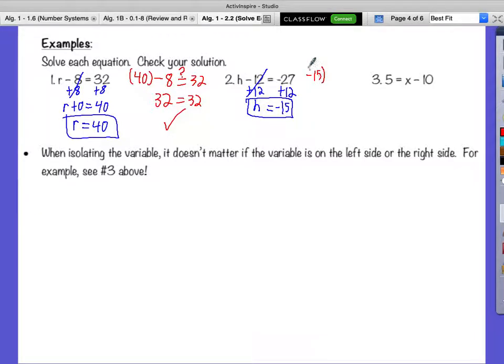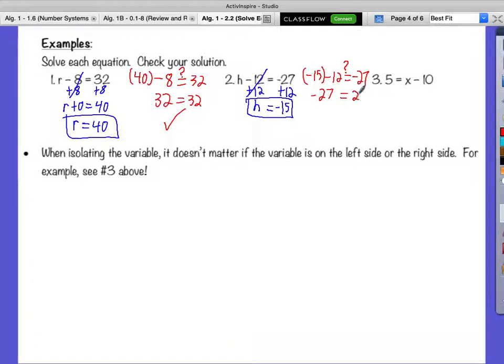Negative 15 minus 12 equals, okay, negative 27. So negative 15 minus 12: two negatives there, a negative and a negative, so we're going to add those numbers together. What's 12 plus 15? 27. Okay, but now we take the same sign that we had, so it's negative 27.